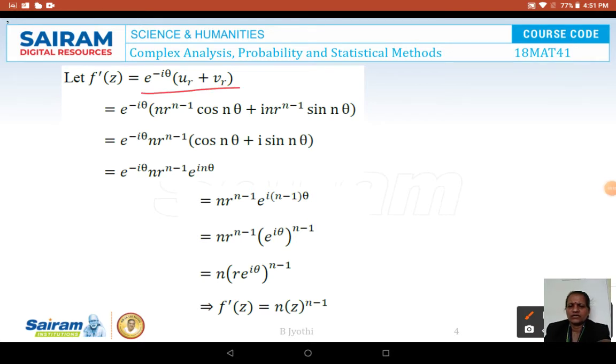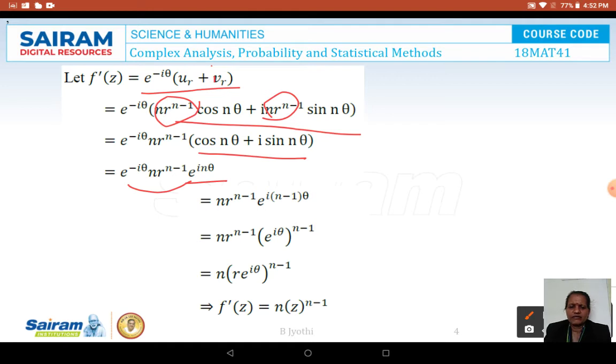Next, let us consider f dash of z is equal to e power minus i theta into ur plus i vr. So, this e to the power of i theta, substitute ur and vr and take n r power n minus 1 outside, which is common for both the terms. Then what remains is cos n theta plus i sin n theta, which can be also written as e power i n theta. And group these two terms. So e to the power of i theta is taken outside. So we are getting e to the power of i times (n minus 1) theta, or (e power i theta) whole power n minus 1.